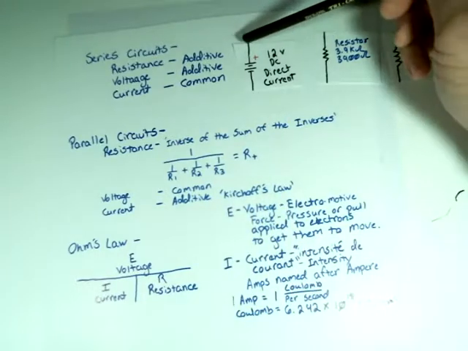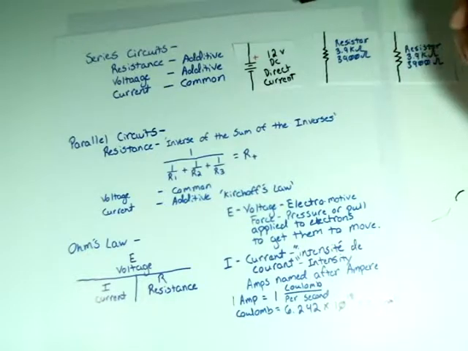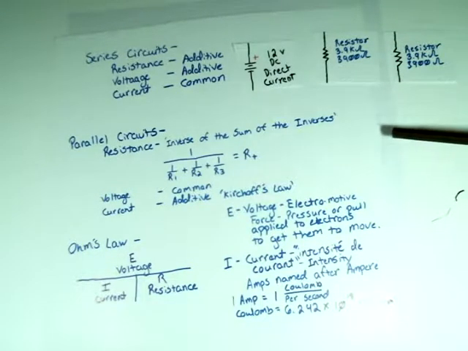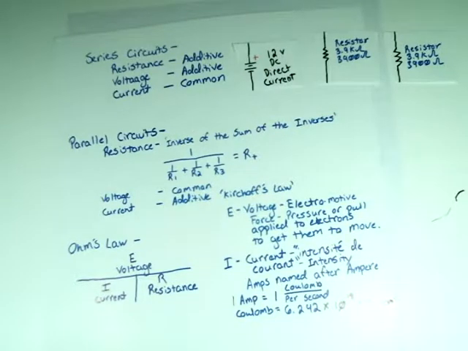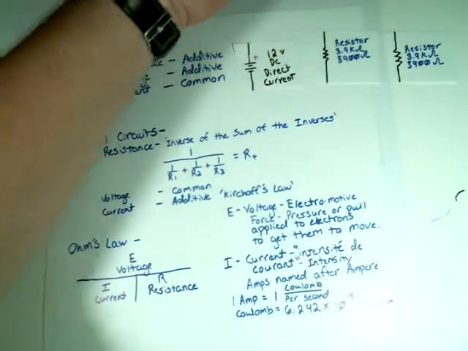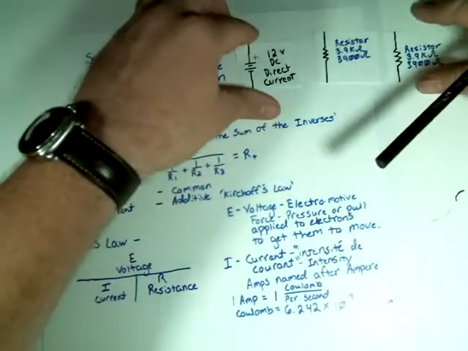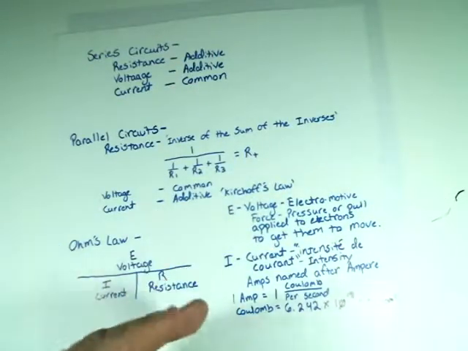Kirchhoff's law right here says that the sum of all the currents going into a parallel circuit have to equal the sum of all the currents going out. Think about it like it's electrons. So if you have so many electrons going into something, you have to have so many electrons coming out of something. Electrons are a physical object. So keep that in mind as you're doing this.